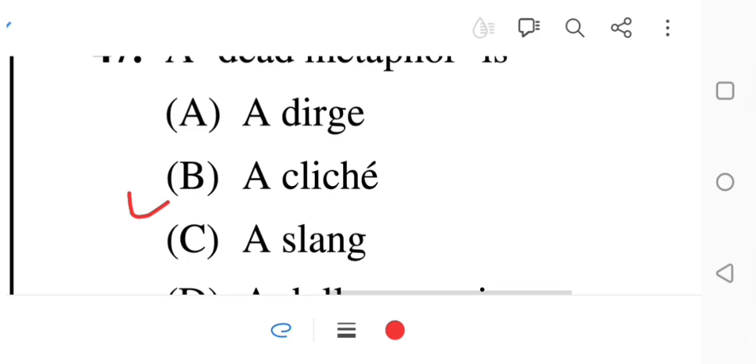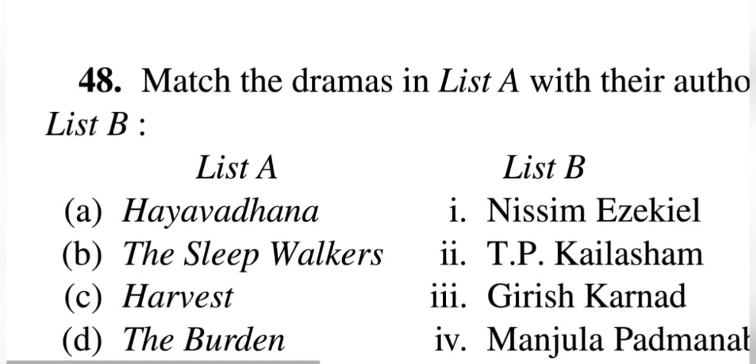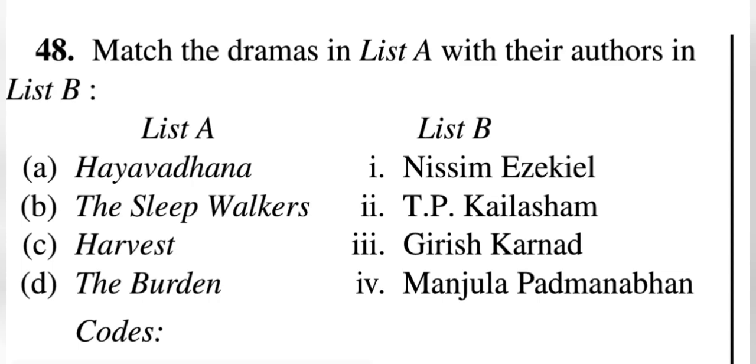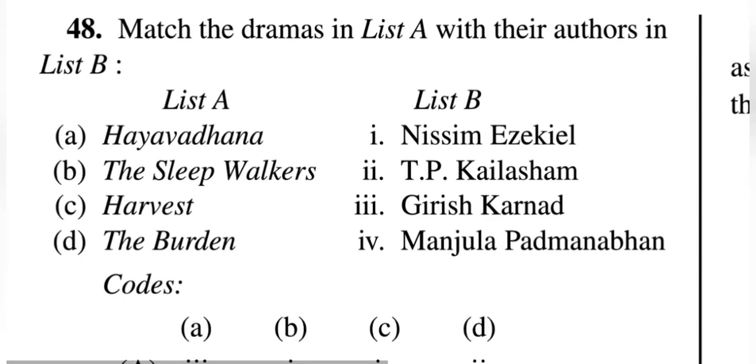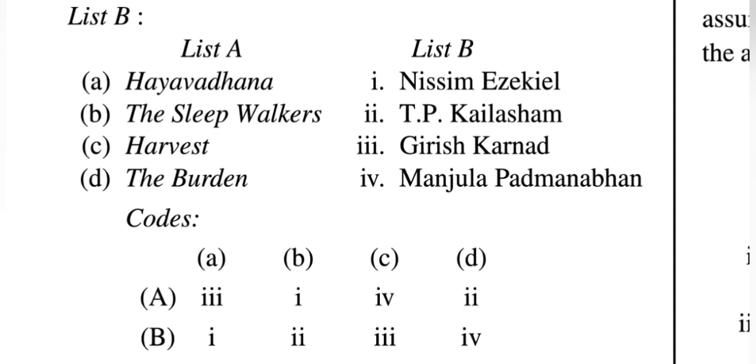Next question, number 48. It says, match the dramas in list A with their authors in list B. In list A, we have Hayavadana, The Sleepwalkers, Harvest, The Burden. List B, Nissim Ezekiel, T.P. Kailasam, Girish Karnad, Manjula Padmanabhan. So, let's try to know the correct answer. Correct answer will be A, that means Hayavadana is related to Girish Karnad.